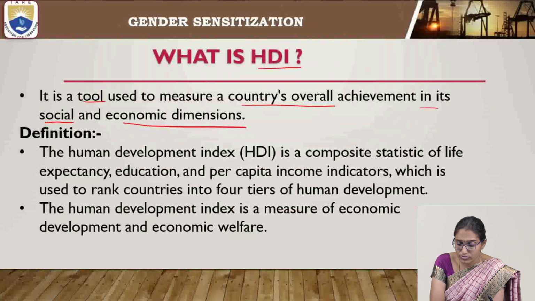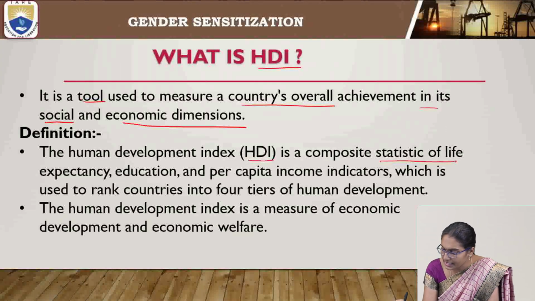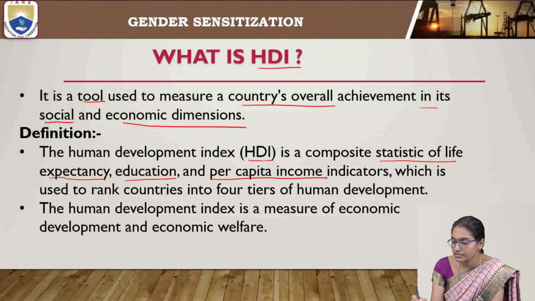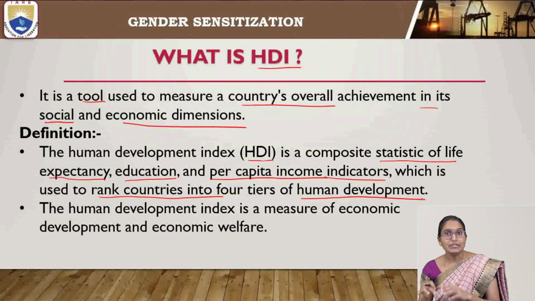The definition: the Human Development Index, that is HDI, is a composite statistic of life expectancy, education, and per capita income. Those per capita income indicators are used to rank countries into four tiers of human development. So by using this Human Development Index, we consider life expectancy, education, and income.